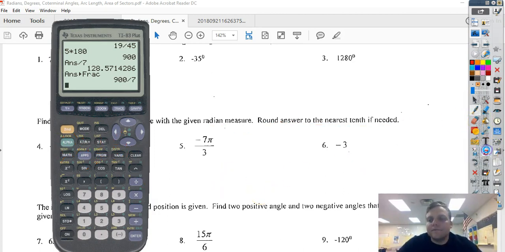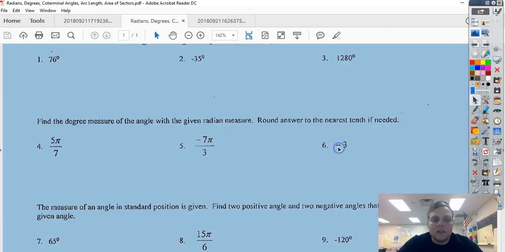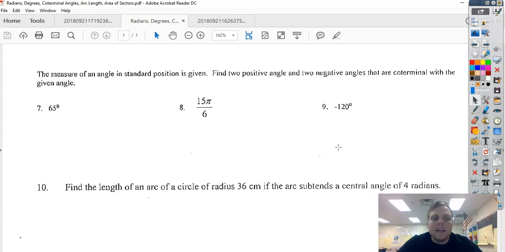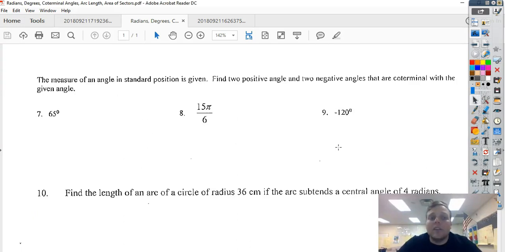Let's move on to the next set of problems. It says the measure of an angle in standard position is given. Find 2 positive angles and 2 negative angles that are coterminal with the given angle. I'm going to be nice and help you out on both 7 and 8. I'm not going to do all of 7 or all of 8 for you, but I'm going to give you some starting points.